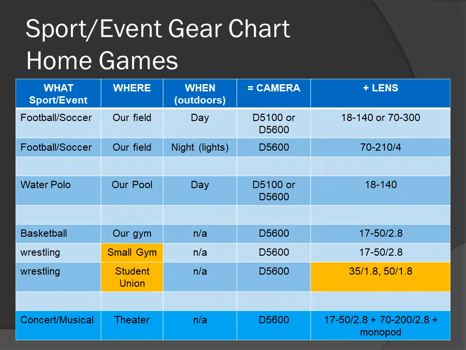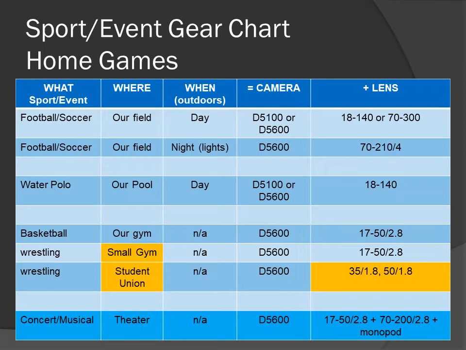So, if you're going to shoot football, you look on the chart and you see football, where: our field, daytime game, camera: you can use either the D5100 or the D5600. Lens: you can use the 18 to 140 or 70 to 300.